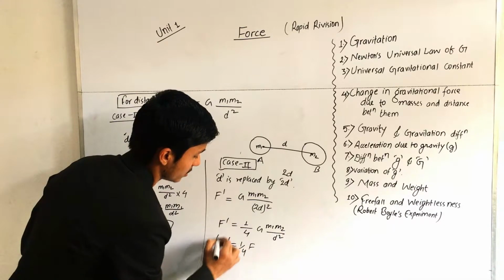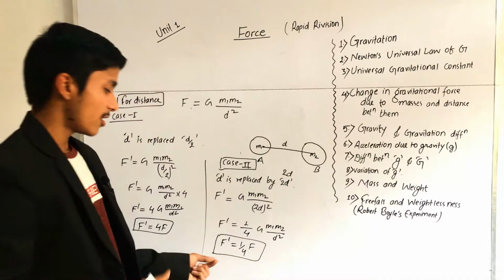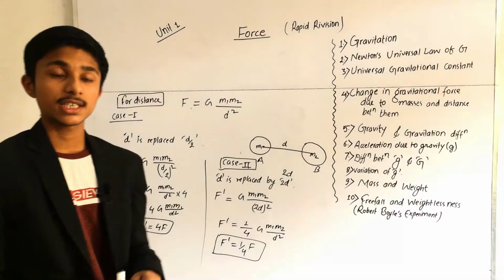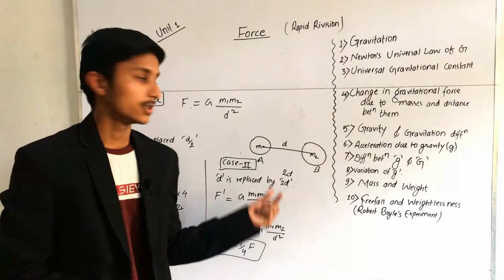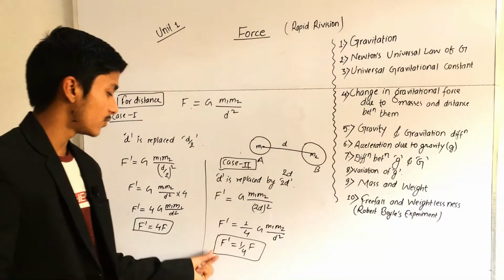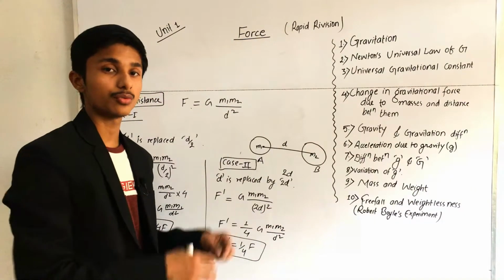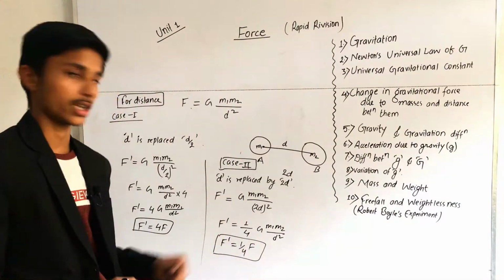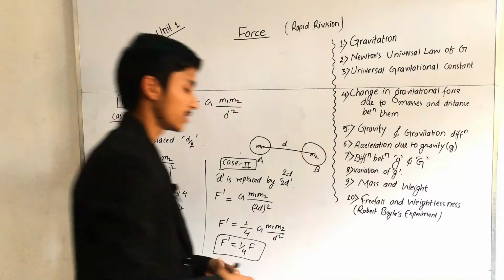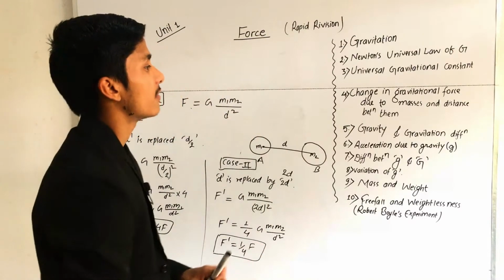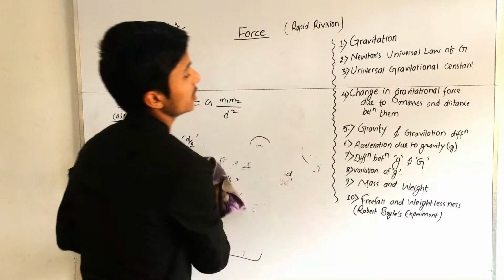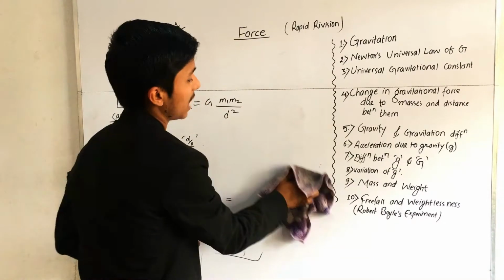This is F. What can we conclude here? We can conclude when the distance between two bodies is doubled, then the gravitational force between them decreases by 4 times. Okay. Similarly, we move to our next topic, that is gravity and gravitation.